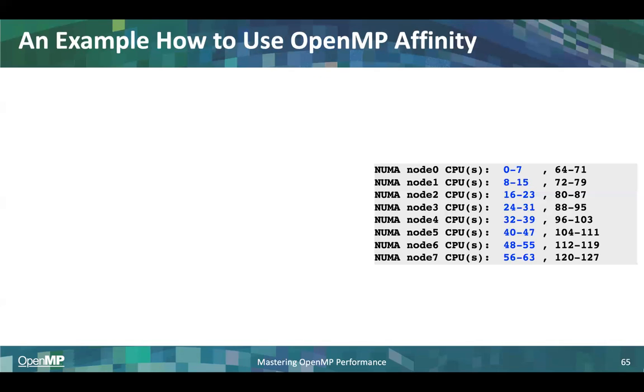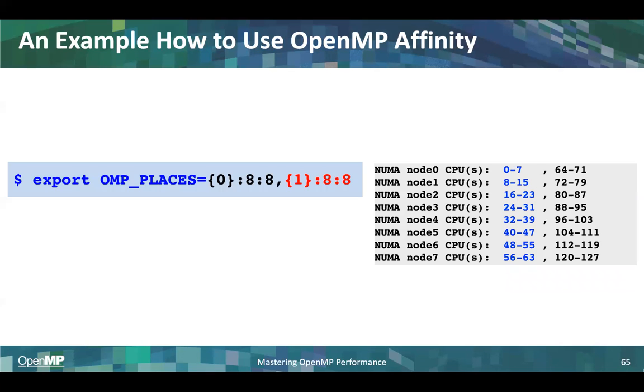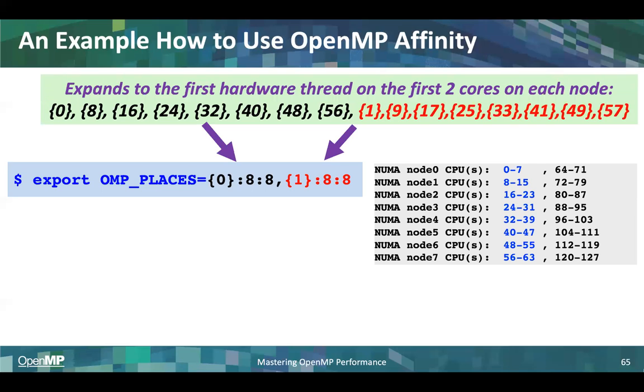So how do I do that with OpenMP? Well, recall this was the lscpu output. And I'm going to define my places using the set notation supported in OpenMP. The first one, I start with 0. That's in the curly braces. I want to have 8 elements, and the stride should be 8. The next part of the set starts at 1. Again, 8 elements with a stride of 8. And altogether, that gives me this sequence of numbers.